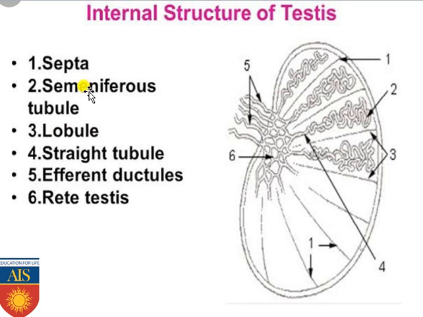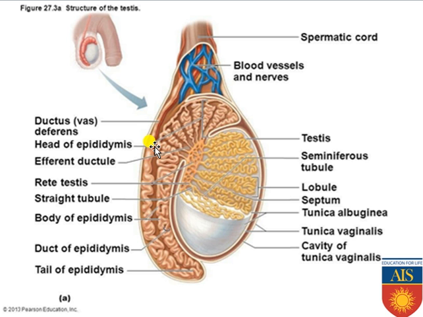Within testicular lobules, seminiferous tubules are present, which are the production house of the sperm. Then straight tubules are also there. Then efferent ductules, and further the rete testis. I have already told you that the rete testis is commonly kept within the testis. But if you want, you can keep it within the reproductive tract, or you can keep it within the testis portion. No problem. Okay.